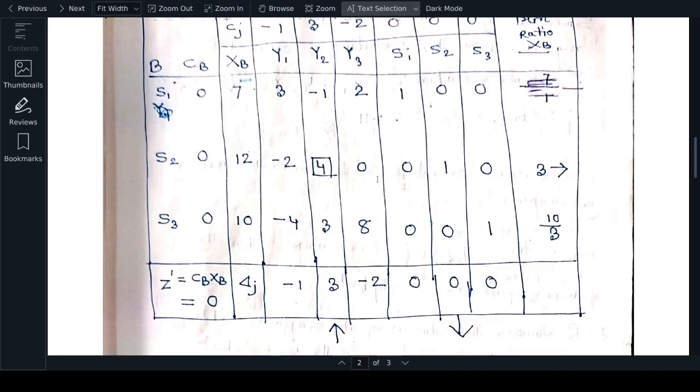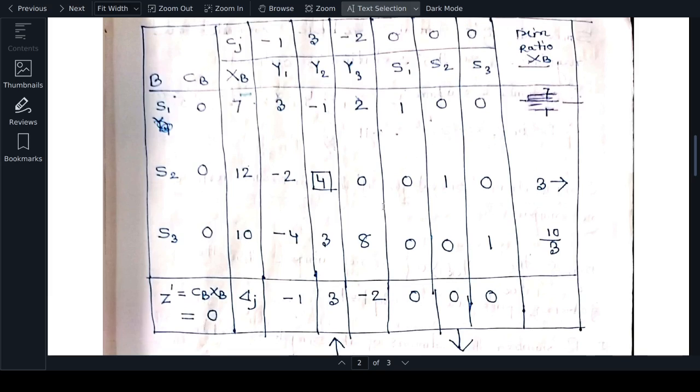So here you will remember how to calculate. The formula will be: new element, new element means in the new table. How to get the new element? Old element minus the intersection of key row and key column. Key row is called the minimum ratio row, and key column means the incoming vector is called the key column.